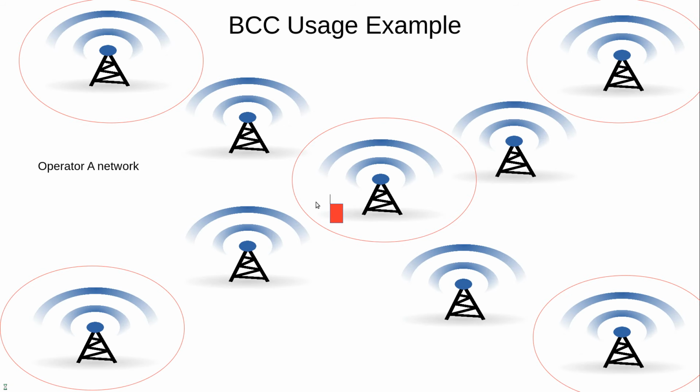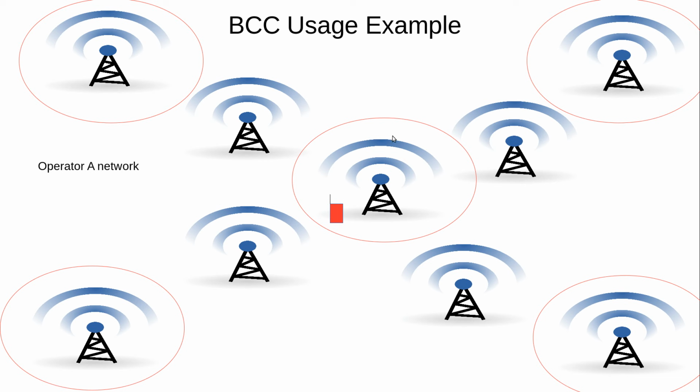Now, first of all, we come to the usage example of the base station color code. For example, there is an operator A, and this is a mobile subscriber of operator A. Now, whenever you power up this mobile in the area of this base station, what would happen? It would first of all try to identify and connect to the network using the BCCH carrier frequencies.